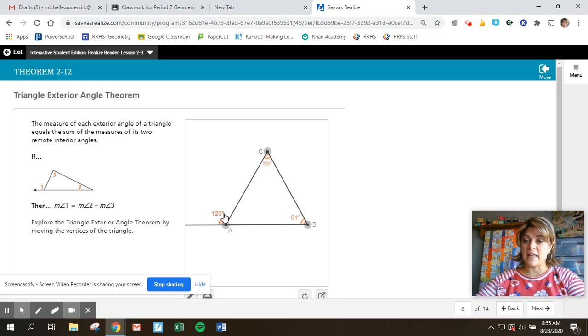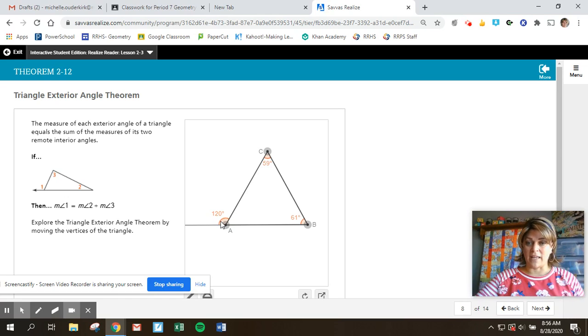The triangle exterior angle theorem, or just exterior angle theorem, says that the two interior angles far away from this exterior angle will add up to that exterior angle. So if you look, the exterior angle, angle 1, equals the sum of angles 2 and 3. I want to explain it. This is how it works.